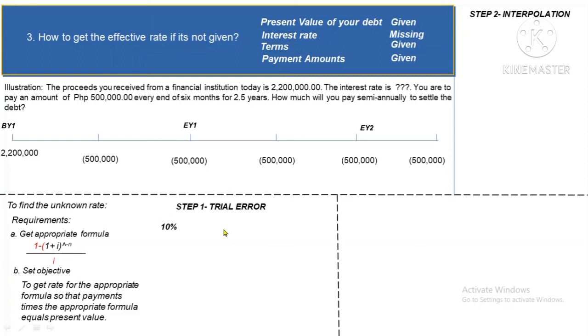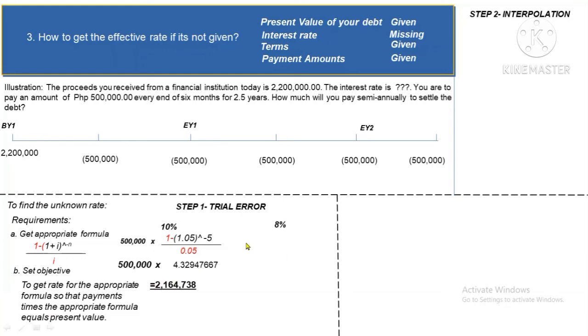So, what rate are we going to use? Of course, 10% divided by 2. Applying that, it would be 500,000 times 1 minus 1.05 raised to the power of negative 5, over 0.05. To simplify, you have 500,000 times 4.32947667, which equals 2,164,738. But since it's lower than our 2.2 million goal and we need to increase this, we have to try a lower rate, let's say 8%.